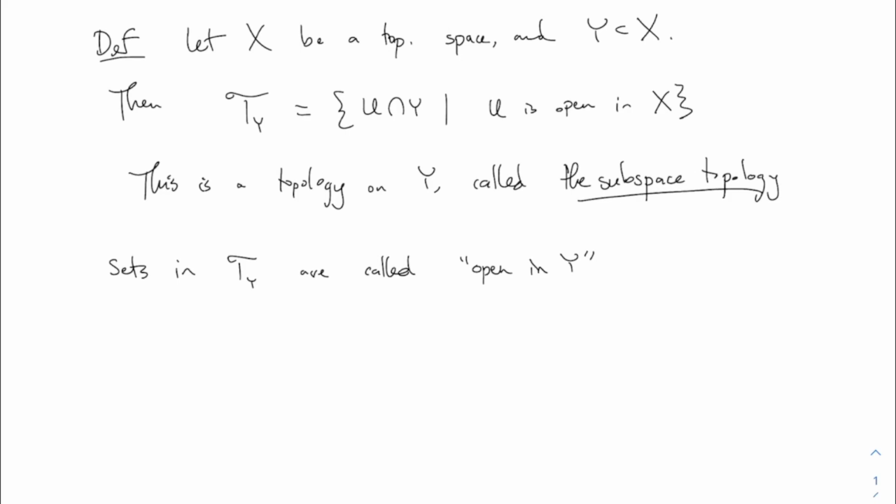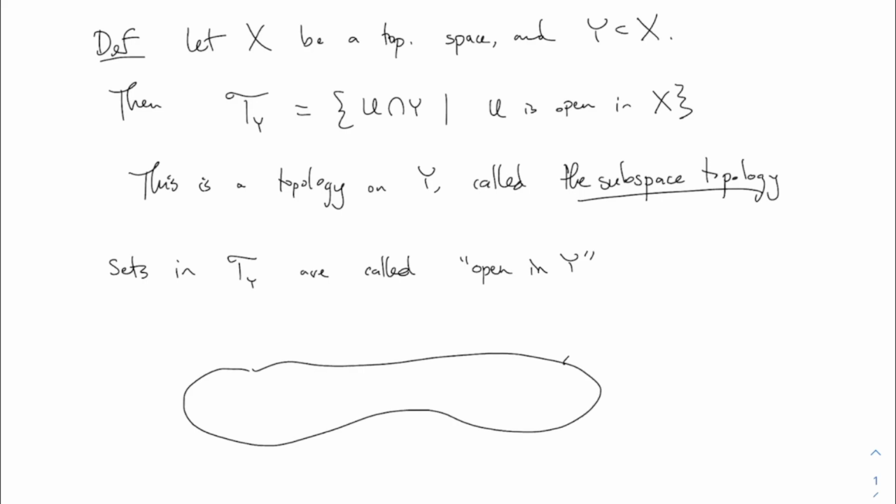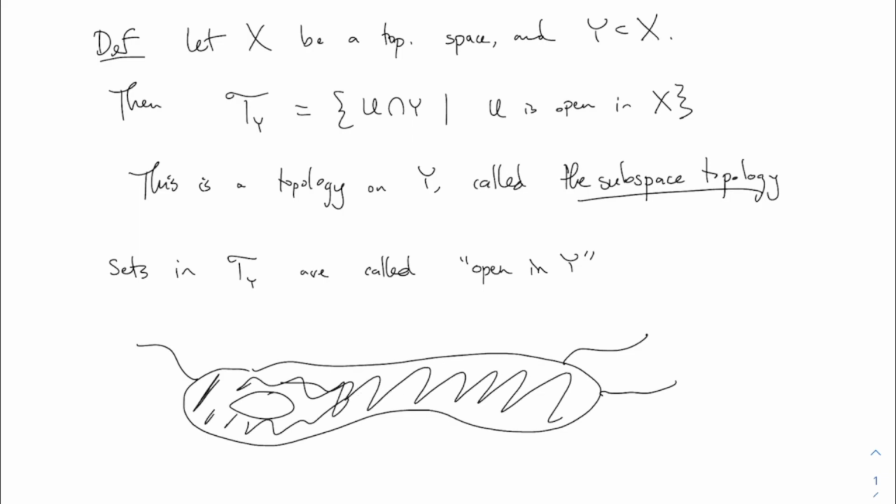What if my set looks like some kind of a weird creature like this? Maybe it has a hole in it here, has some hairs. All right, here's my set, including all of these points on the inside. This hairy thing. And this is as a subspace of R2.